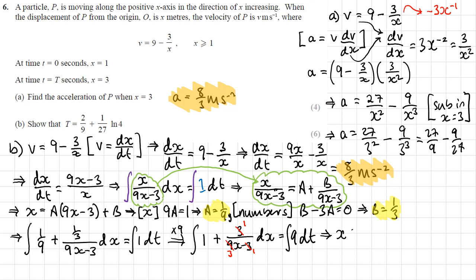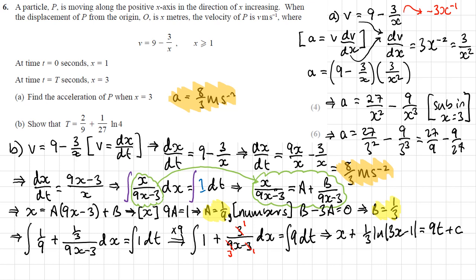If I do log of the bottom, so log of 3x minus 1, I will need to adjust by dividing by a third, because I don't want 3 at the top, I want 1, and that's going to equal on the other side 9t plus my constant of integration c.